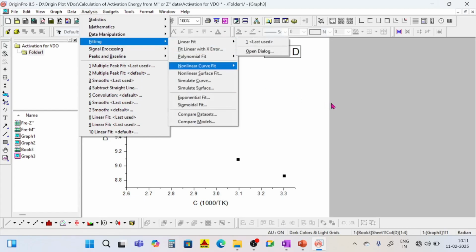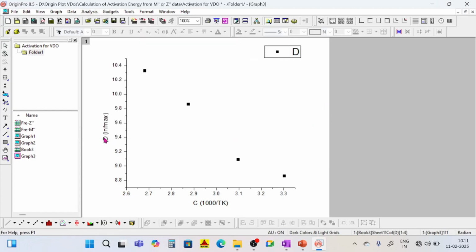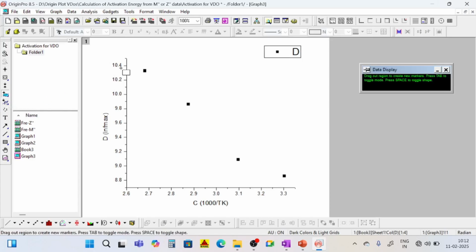Before that you have to select which points should be included for fitting. Here we are going to use all the points, so I have to select all the points over here. Consider this button, region data selector. Click over here and select all the points like this. That means the points from here to here and in between these two end data points, all points are selected.